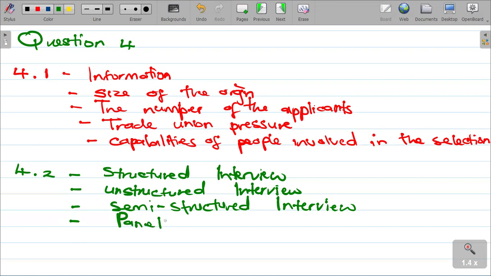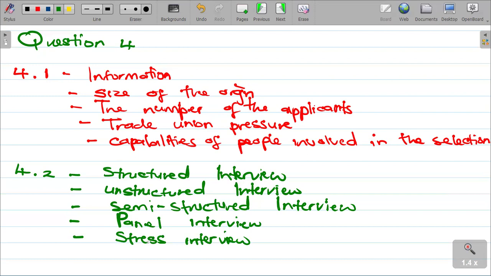And then the fourth one is what we call a panel interview, whereby there will be more than one interviewer. And lastly, the stress interview, whereby candidates will be subjected to pressure.